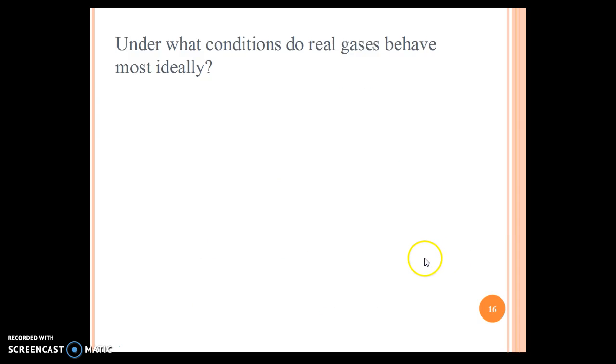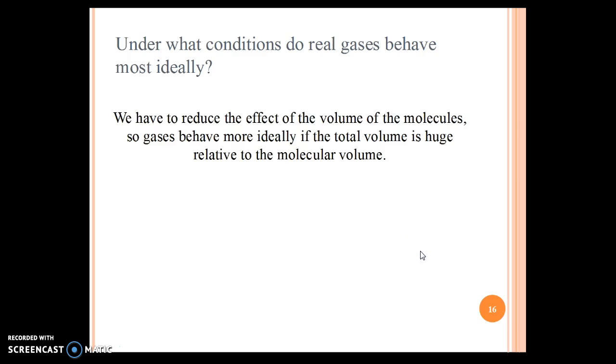So under what conditions do real gases behave most ideally? This is a frequently asked test question. To reduce the effect of the volume of molecules, we have to make the molecules very far from each other. So gases will behave most ideally if the total volume is huge relative to the molecular volume, so at low pressures.